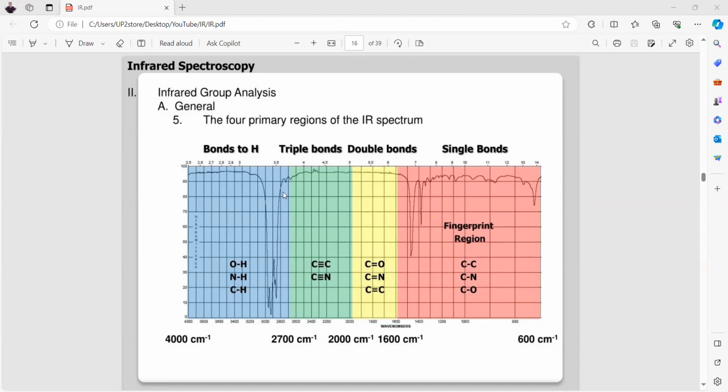Hi guys. In the last video, we finished at this slide. We explained the IR chart, and we discussed many functional groups. Today, I would like to complete this discussion, and let's start.